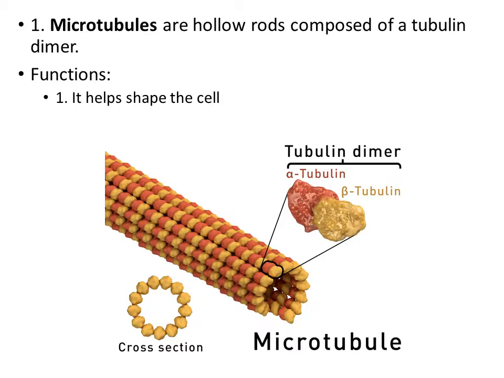The first one we'll talk about is the microtubules. The microtubules are hollow rods composed of tubulin dimers. So if you look at the tubulin dimer, it is composed of an alpha tubulin and a beta tubulin. The function of the microtubules is to help give shape to the cell.